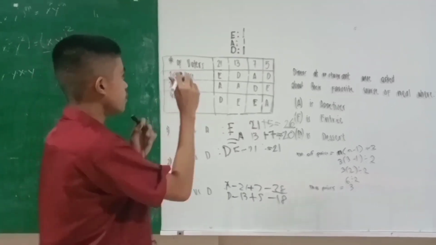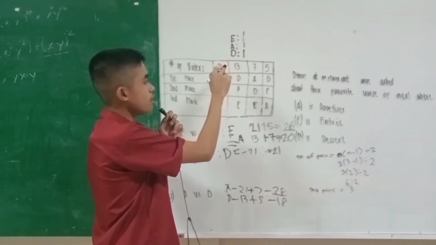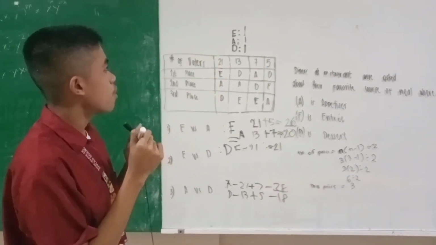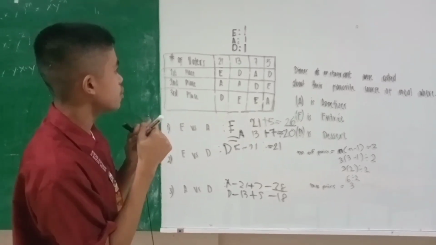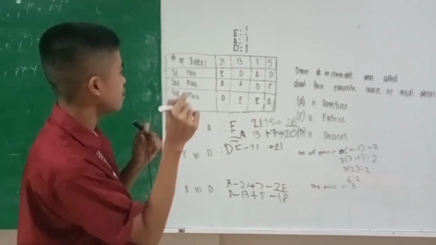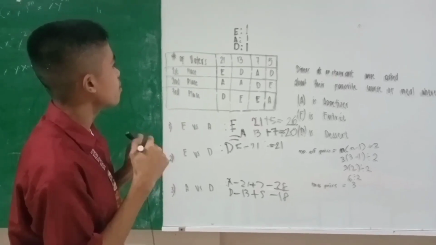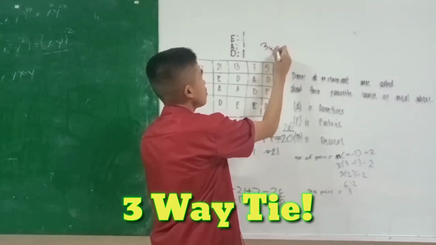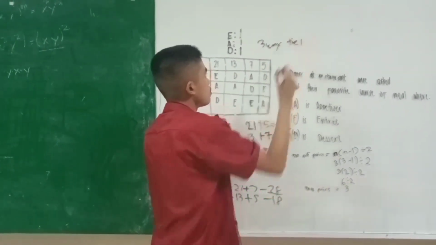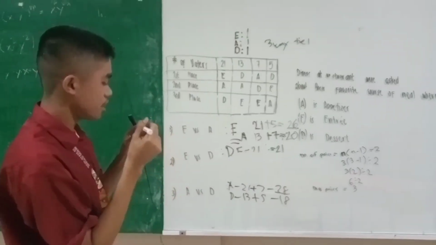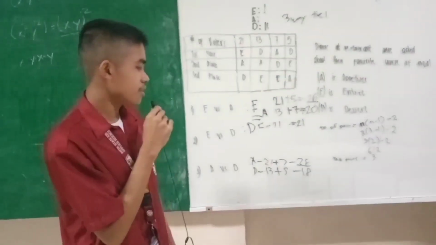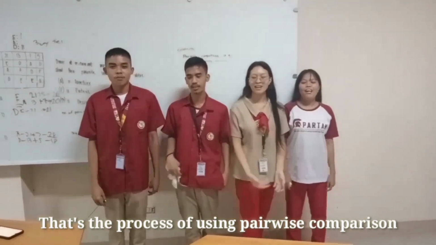So in this situation, we can see that each candidate got 1 point. This is called a three-way tie. So that is the end of our lesson, the process of using pairwise comparison.